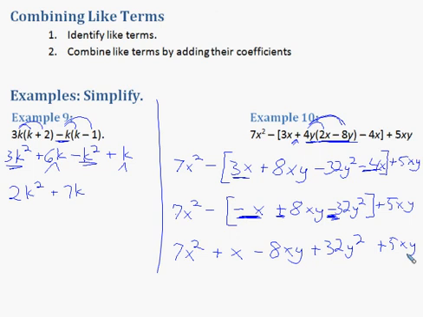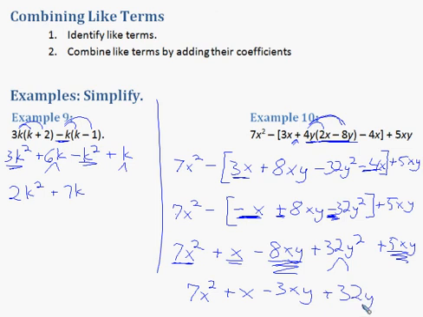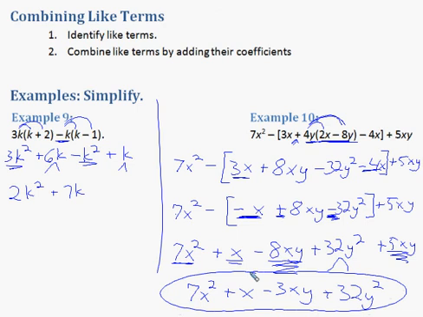And now we're going to look for any like terms we might have. We have a 7x squared, but there's no other x squareds. So we have 7x squared. We have an x looking across. We don't have any other just x's, so we have plus x. We have negative 8xy. And then we do have a positive 5xy, so we can add those. A negative 8 plus 5 is negative 3xy. And then all we have left is this 32y squared. There's no like terms with that. And so this circled part here is our simplified version for that example.